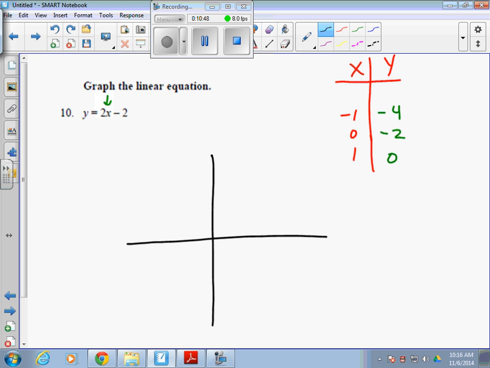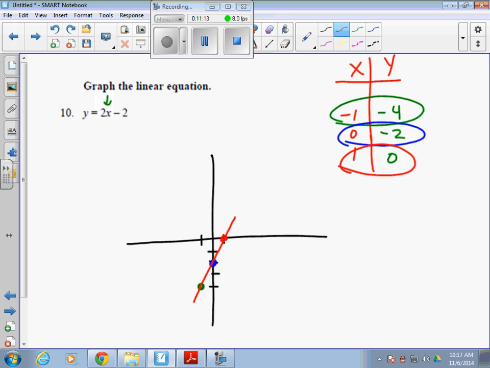So all you do is graph it. -1 first, and -4 is second. So this first one, -1, -4 is right there. The second one, 0, -2. And the third one, 1, 0. We're going to have to go over 1, and we're not going to go up at all. There's your 3 points. Since you have 3 points, you can graph your line to look just like that. There's the picture of your graph. And again, that's the most tedious way to graph, but it's the way that always works. You can always fall back on it.